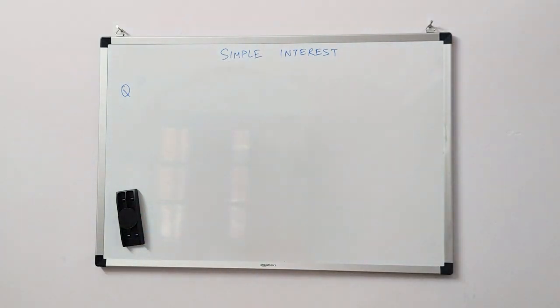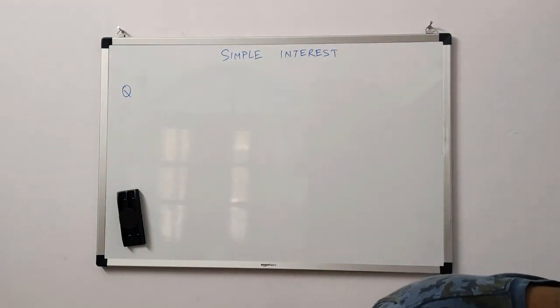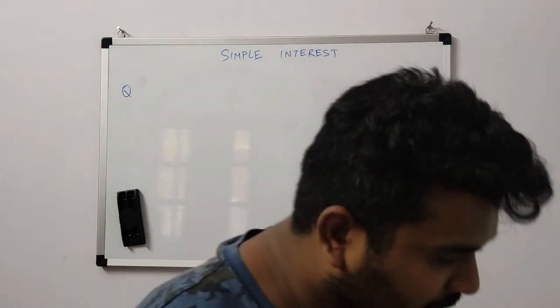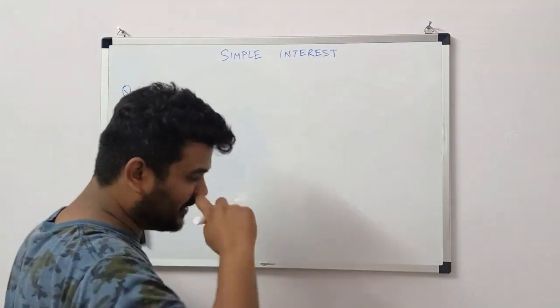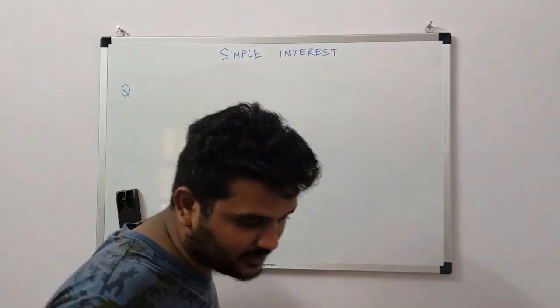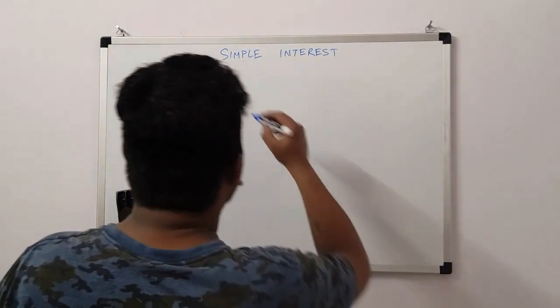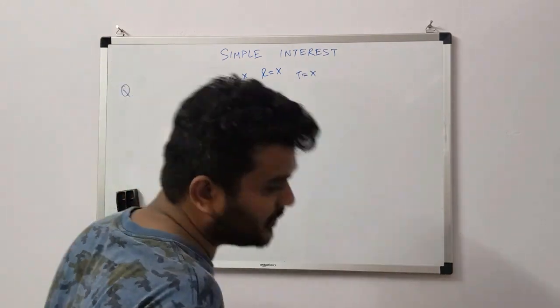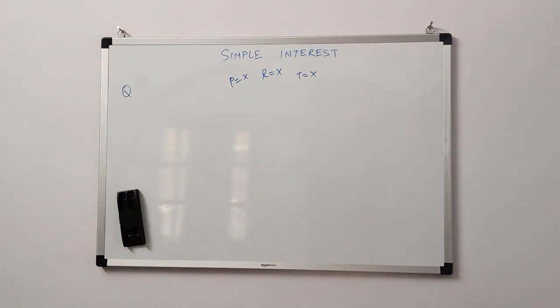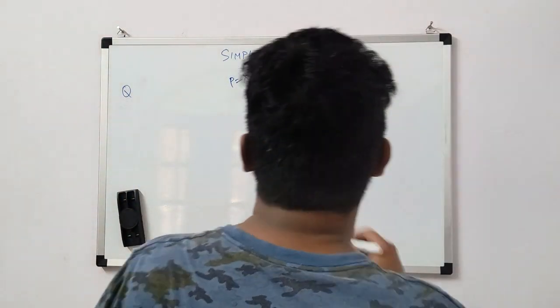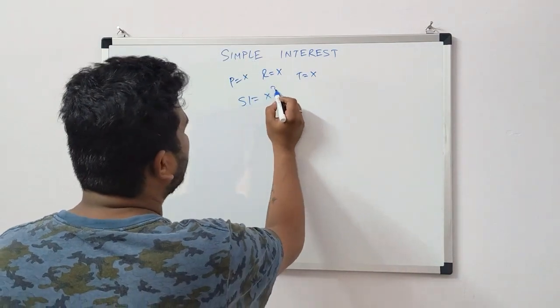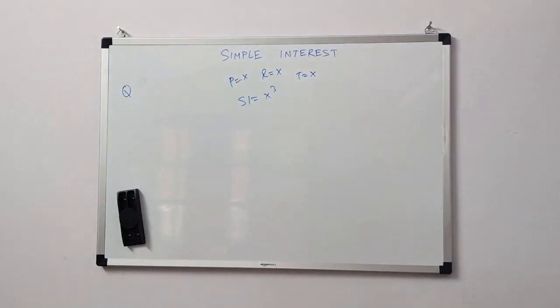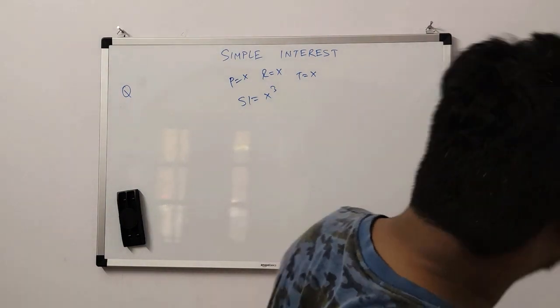The simple interest at X percentage for X years will be rupees X on the sum of what? I think this is very similar to what we did in the basic questions, but let's quickly solve it. So you have everything as X, I think. Rate is also X, time is also X, P is also X. Then what is it asking? Simple interest. Simple interest is PRT. X cube is it?